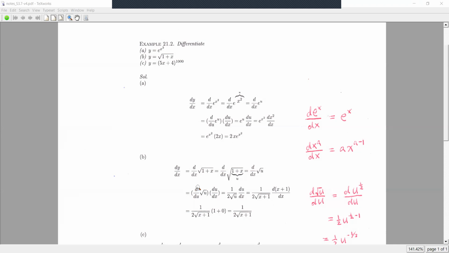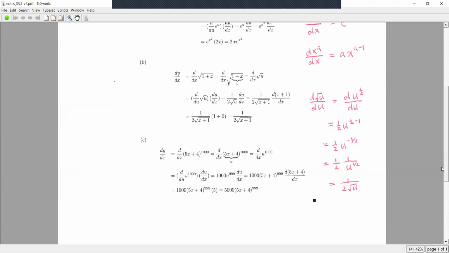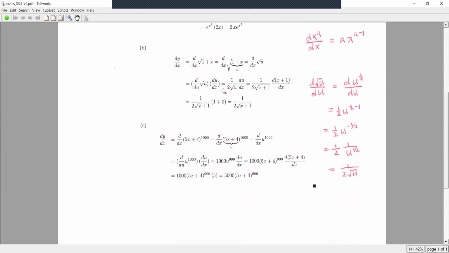For this derivative, the derivative of u to the 1/2, the square root, is 1/2. The derivative of u to the 1/2 with respect to u, I can apply this formula to get 1/2 times square root of u. Why is this derivative 1/2 times square root of u? The detail is here. Now, I remove the intermediate variable u by plugging 1 plus x in for u. Then I have this equation.